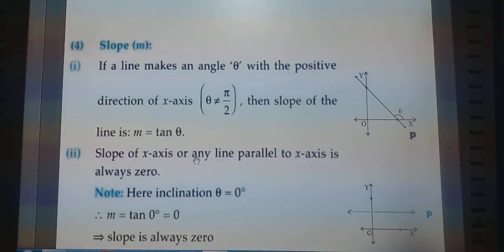Second, slope of x-axis or any line parallel to x-axis is always 0. That means when we calculate the slope of x-axis, we know that inclination of x-axis with itself is 0, or a line parallel to x-axis. Here we consider line P which is parallel to x-axis, so its inclination is 0. So tan 0 is 0. So by using the formula we can say that m equals tan 0 equals 0. That means slope of x-axis or line parallel to x-axis is always 0.